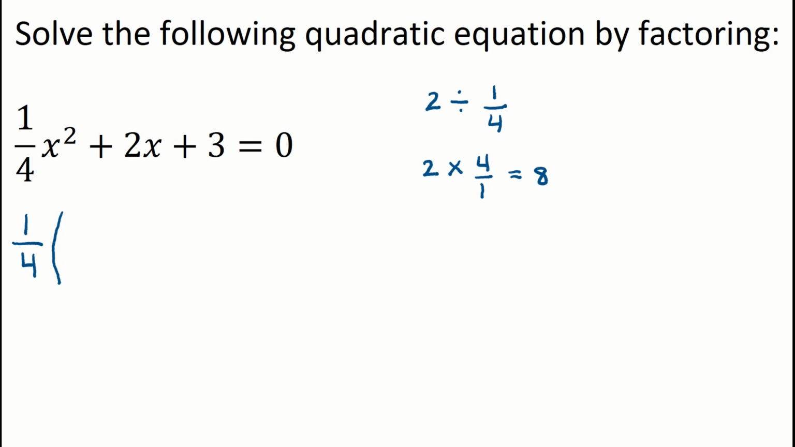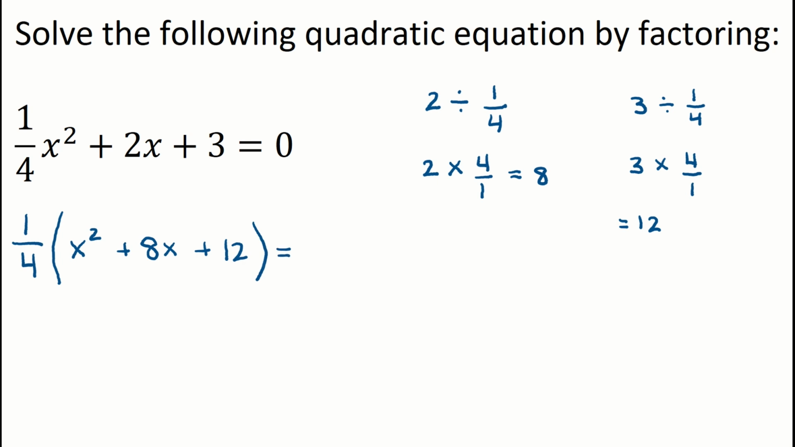And then you could do the same thing with the 3. 3 divided by 1/4 is equal to 3 times 4/1, which means in this case we're working with a 12. So plugging in those numbers now, we have 1/4 x squared plus 8x plus 12 is equal to 0. And then we can use the MAN. So two numbers that multiply to 12 and add to 8.